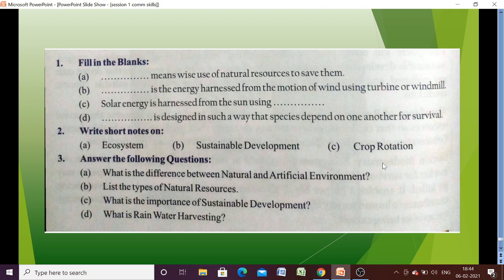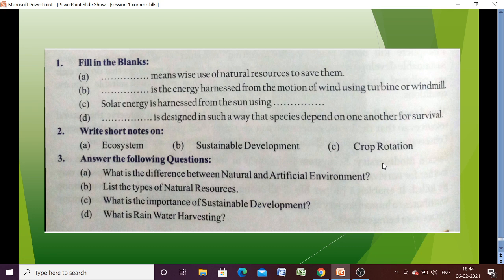Now next topic is crop rotation, that is an example of sustainable development. What is crop rotation? In science you might have learned about crop rotation. So it is a practice of planting different crops in the same farm or field to enhance soil fertility and maintaining the bind of the soil. Now question number 3, what is the difference between natural and artificial environment?